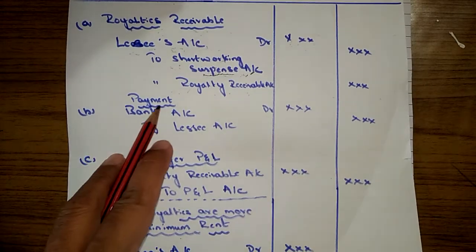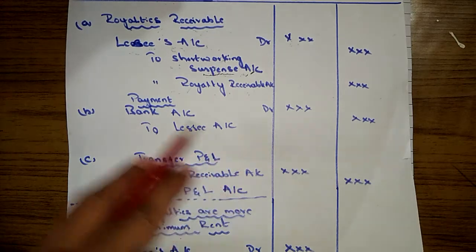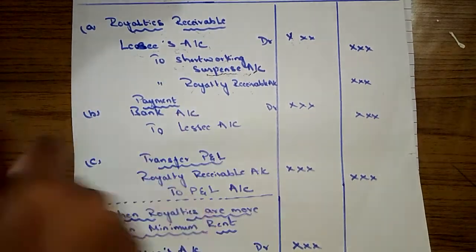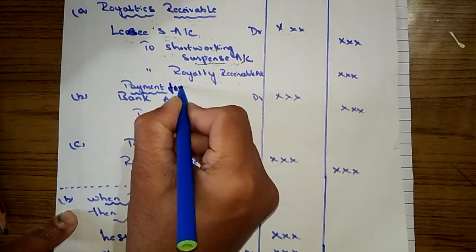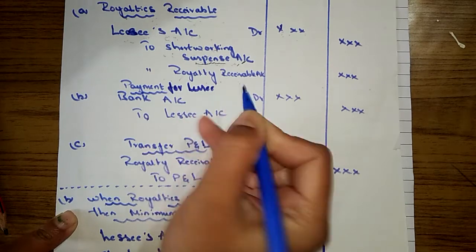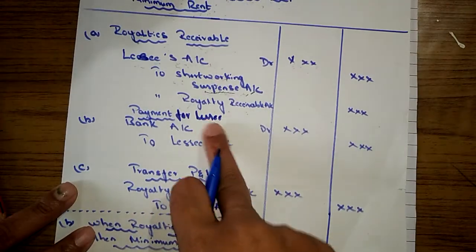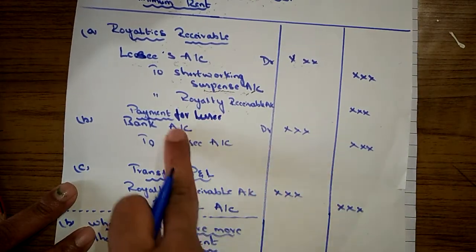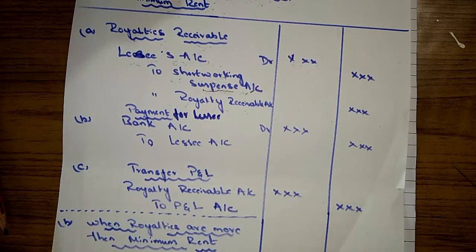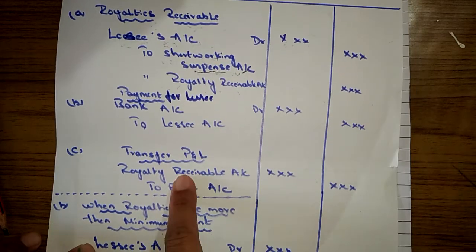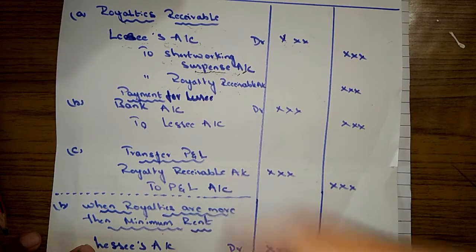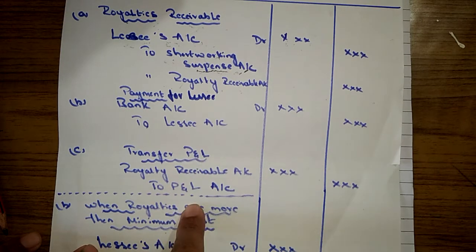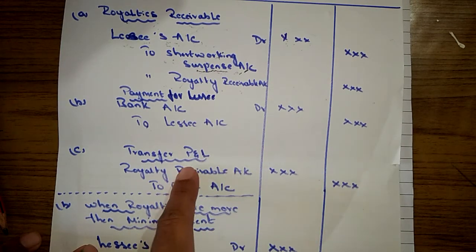Then the next entry is for receipt entry, actually payment from lessee. Means this is a receipt entry, bank account debited to lessee account. He is getting amount from the lessee. Then the third entry is for transfer entry. Here whatever royalty received by the lessor is nothing but an income for the lessor. So he is going to transfer it to P&L account.